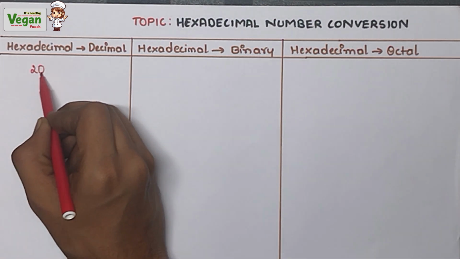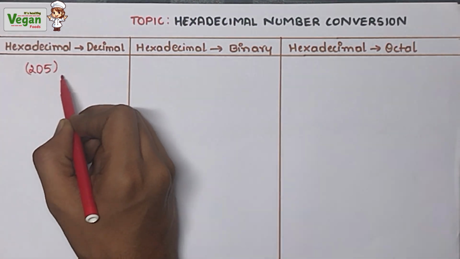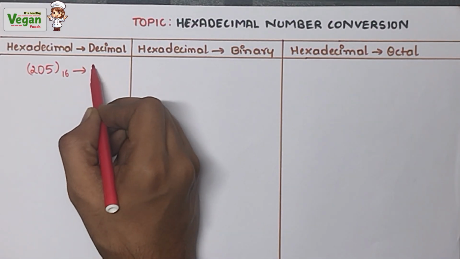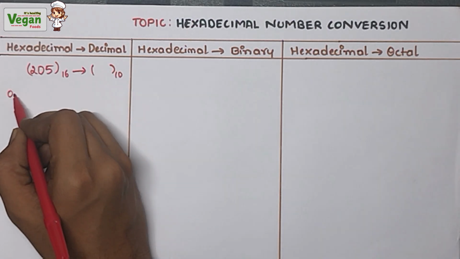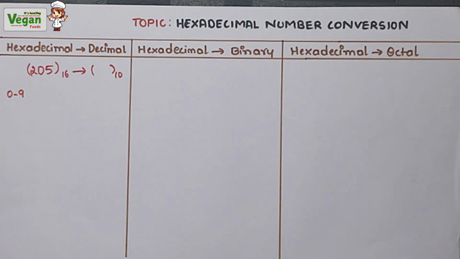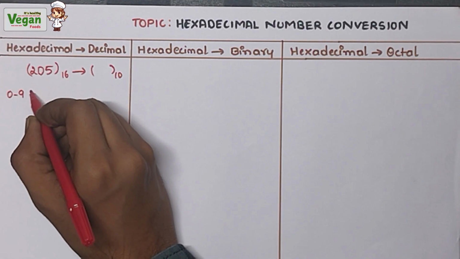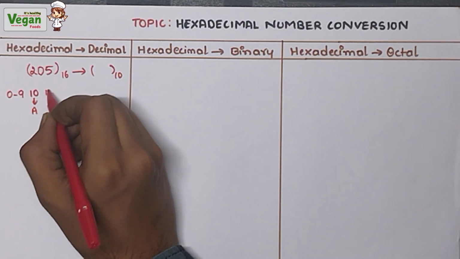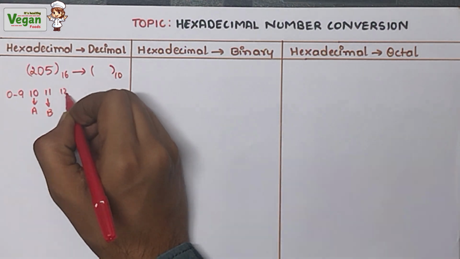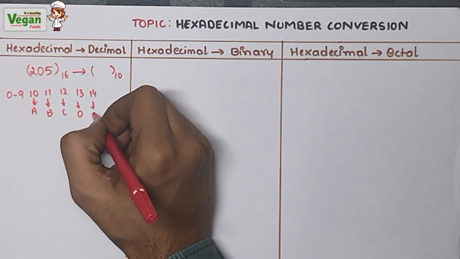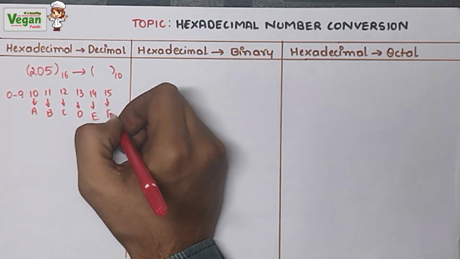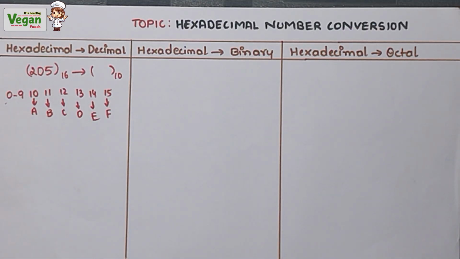Let's consider a hexadecimal value 2D5. Its base is 16. Hexadecimal base is 16. Now I must convert to decimal, whose base is 10. While discussing hexadecimal, we must know that from 0 to 9 we write the value as it is. If the value is 9, we write 9; 7 means 7, 6 means 6. If it exceeds 9, 10 is represented as A, 11 as B, 12 as C, 13 as D, 14 as E, 15 as F. So 0 to 15 means a total of 16.